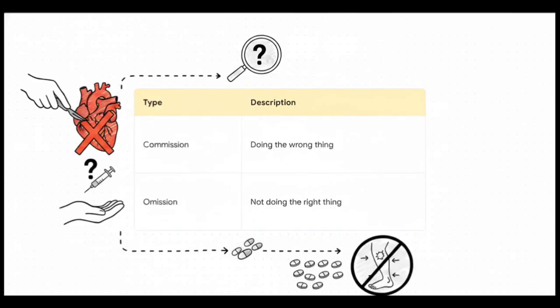Now, when evaluating these errors, you've got to know the difference between errors of commission and omission. Commission means you proactively did the wrong thing. Omission, though, is failing to do the right thing. Think forgetting to prescribe DVT prophylaxis. Omission is actually way harder to detect and is definitely more common in day-to-day clinical practice.